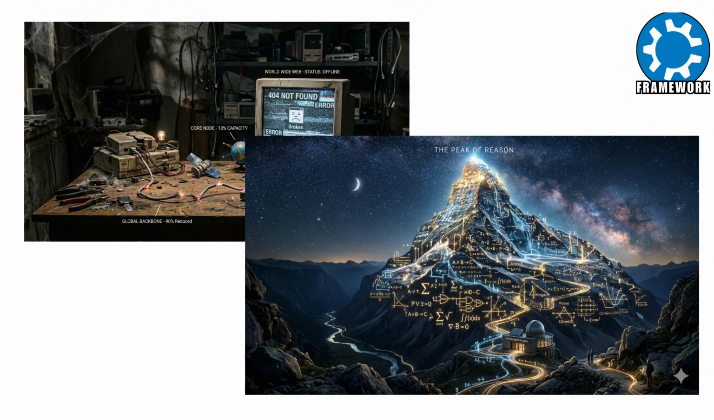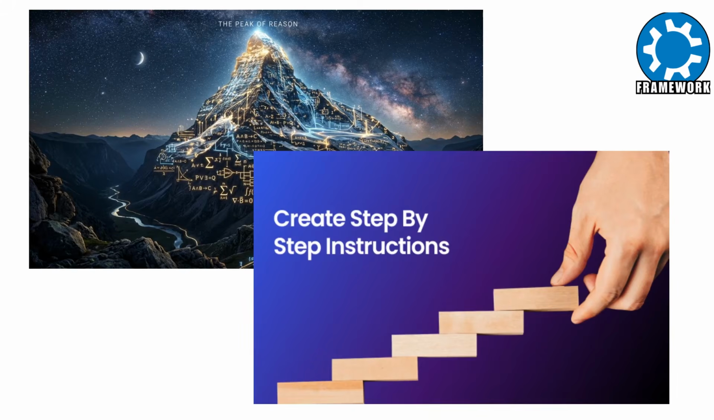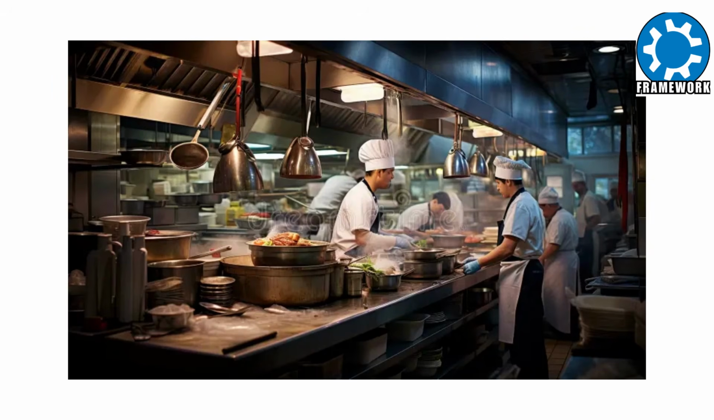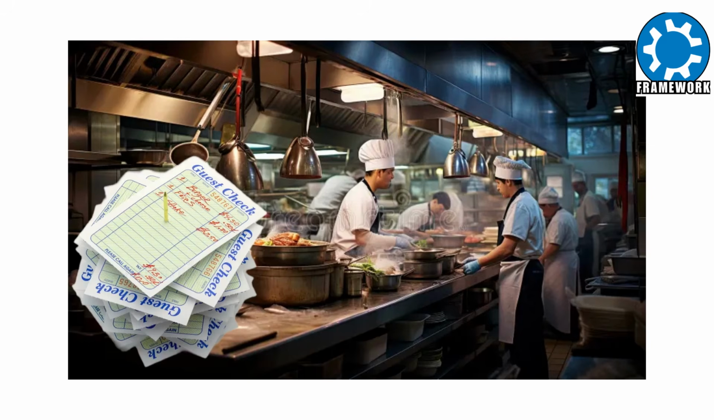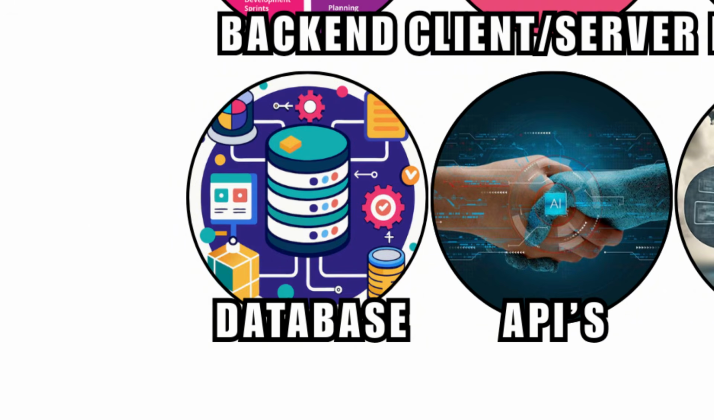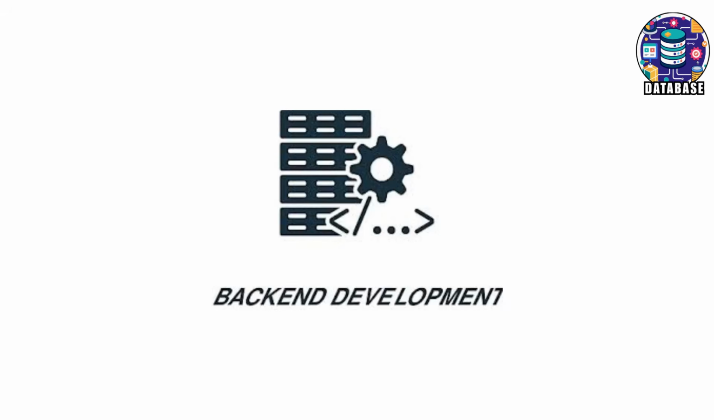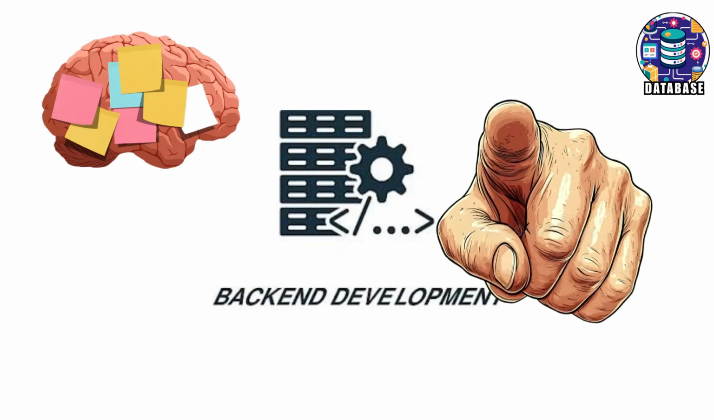They turn a mountain of complex logic into a manageable set of instructions, ensuring the kitchen stays organized even when the orders are flying in. The database, the infinite filing cabinet. The backend needs a memory, and it's usually much better than yours.